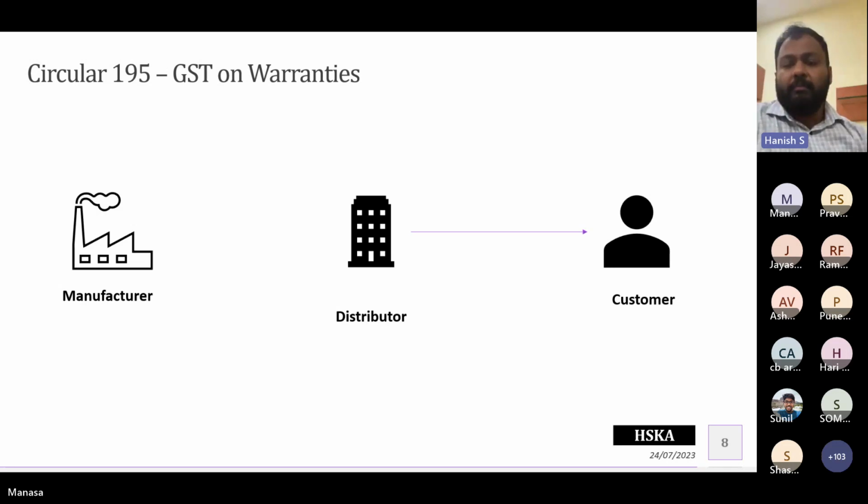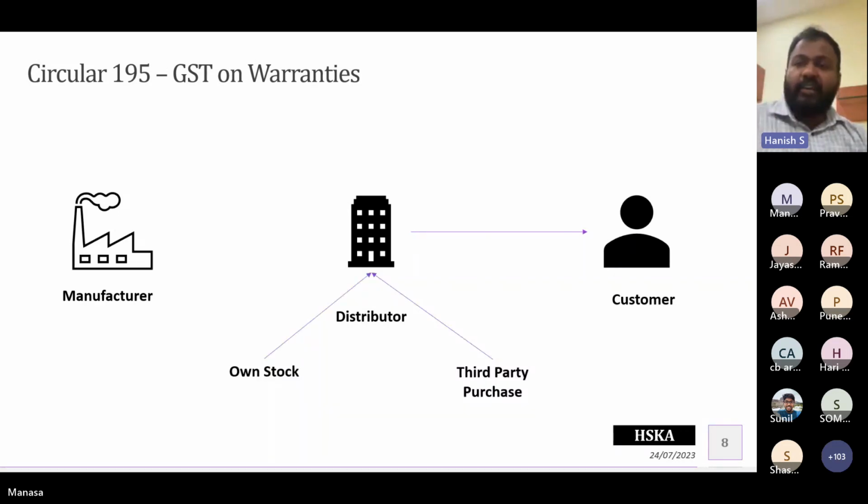Distributor says one part of the entire product is not working. Because the product is under warranty, I will replace it for you free of cost. If he charges, of course it is liable to tax. Okay, but we are talking about all the situations where there is no charge on the customer. So the distributor, based on his agreement with the manufacturer, where the manufacturer said don't call me for warranty supplies every time, you please take care of the warranty supply.